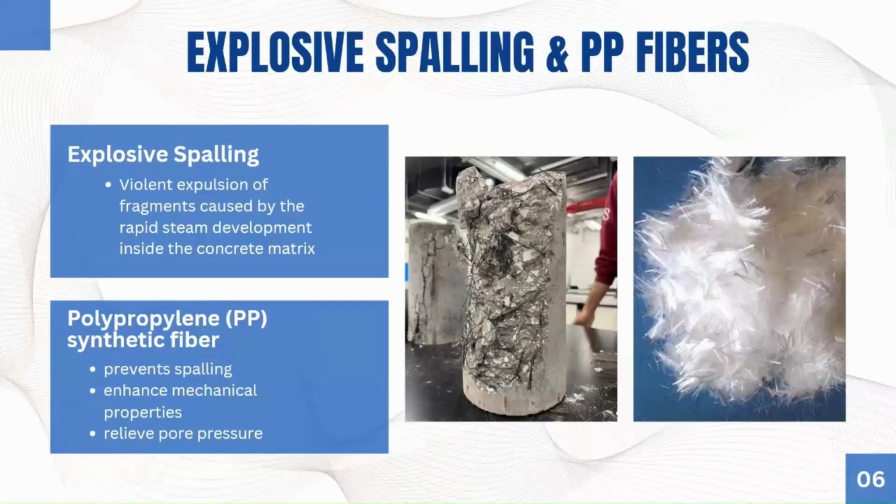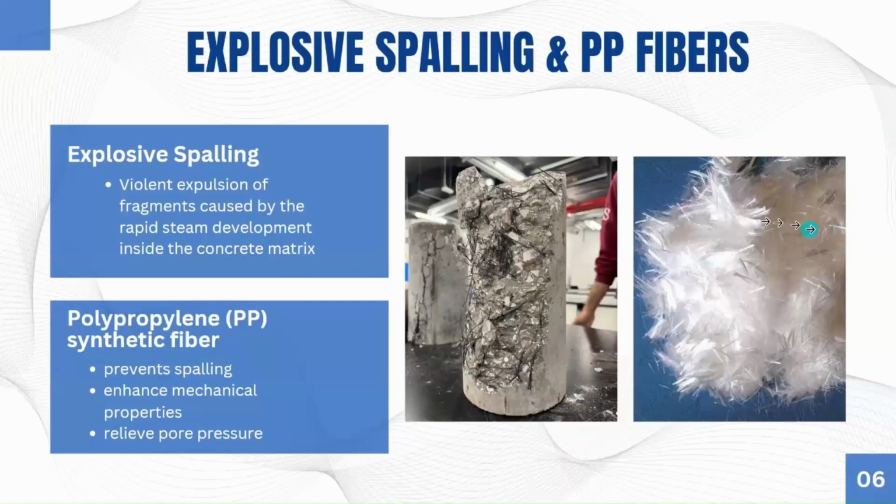Now, the big problem that faces high strength concrete, especially with the addition of steel fibers, is explosive spalling. Explosive spalling is a violent expulsion of fragments caused by the rapid stress development inside of the concrete. In other words, when the concrete is too dense, the stresses start to develop inside the concrete, which, at elevated temperatures, causes the concrete cover to explode.